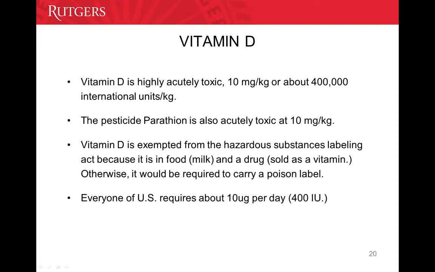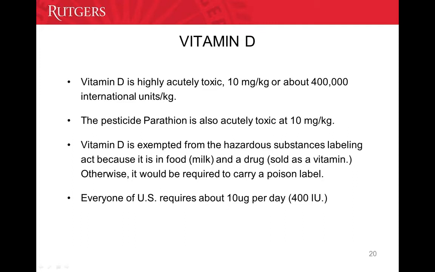So let's look at some everyday chemicals that may or may not be toxic. Interestingly, vitamin D, which we all need, is a highly acutely toxic chemical. Okay? It's 10 milligrams per kilogram, or about 400,000 international units per kilogram. That LD50 for vitamin D is the same LD50 for the very potent organophosphate insecticide parathion. So think about that. Vitamin D and parathion have the same acute toxicity.